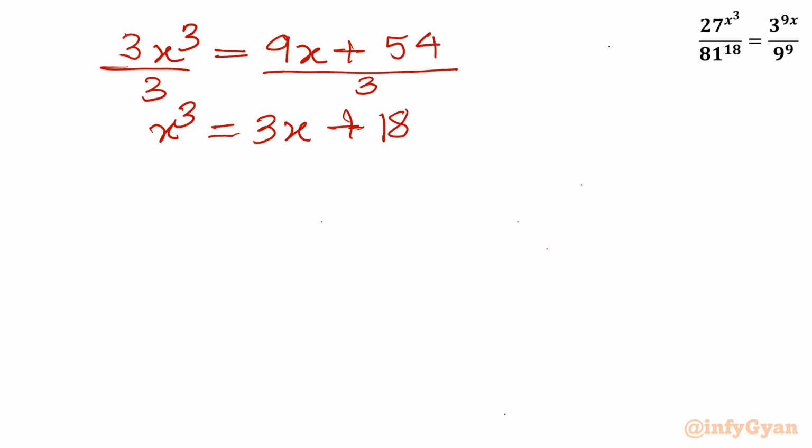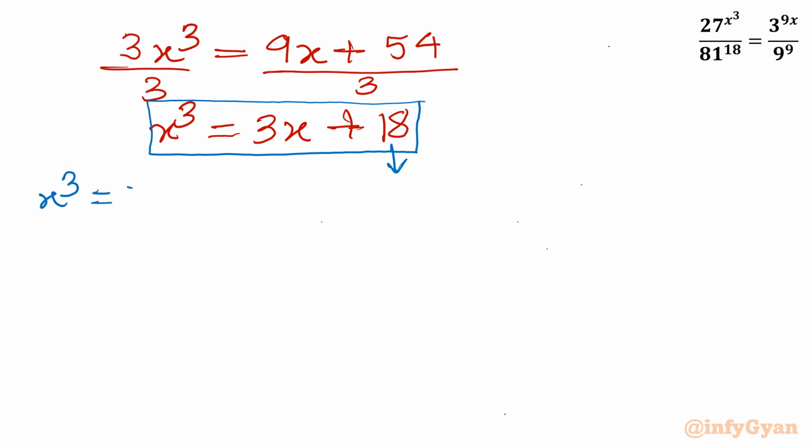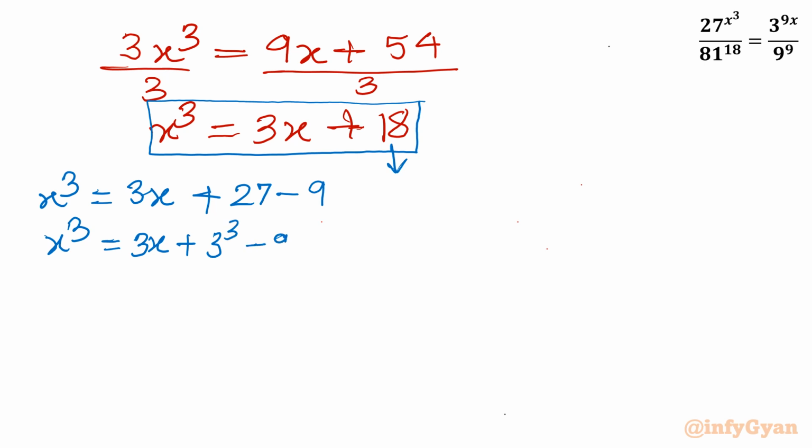Now this is one cubic equation. We can solve this equation in 4 different ways. I will solve using the algebraic identities method. See, I can see it is 18. So we can write x³ equal to 3x plus 18, we can consider 27 minus 9. So now I can write x³ equal to 3x plus 27, I can see it is 3³, and 9 if I have to consider here, then it will be 9 as it is.